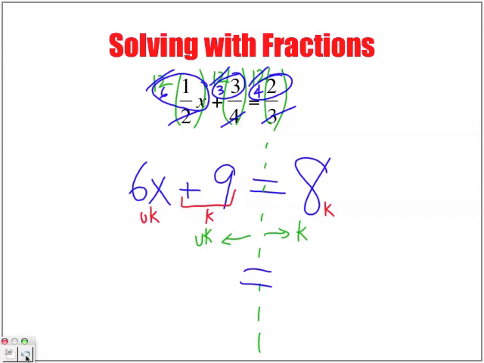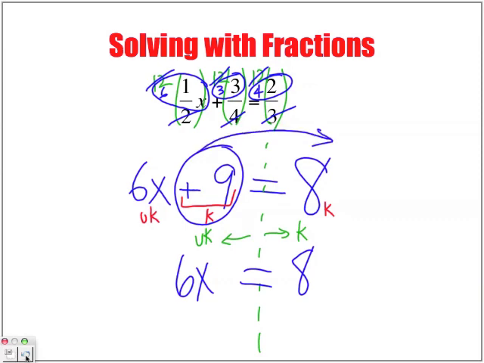So 6x doesn't move. This 8 also doesn't move. The only thing that moves is this positive 9. We want it on this side. So if it's positive on the left side, when we move it to the right side, it becomes negative. So now I'm left with 6x is equal to 8 minus 9. So 6x is equal to 8 minus 9, which is negative 1.